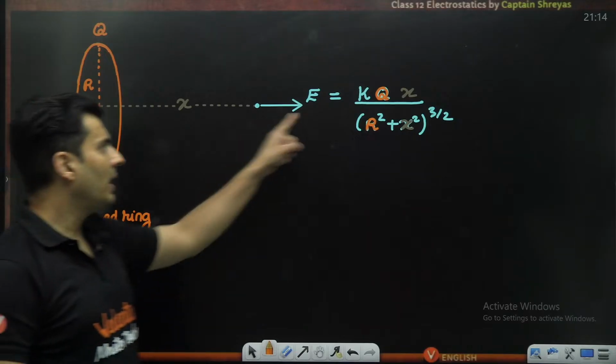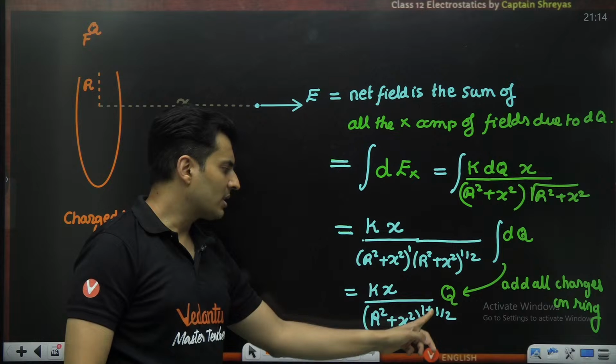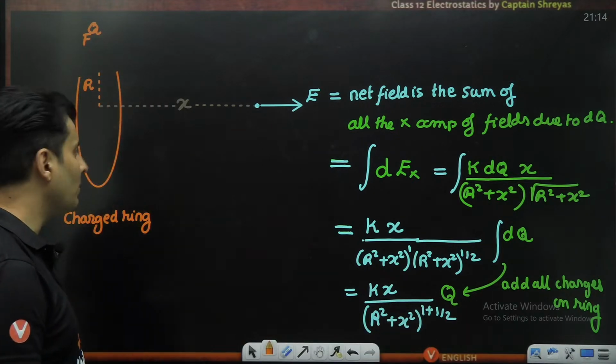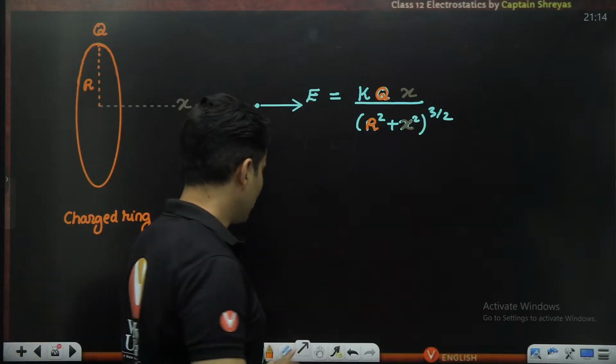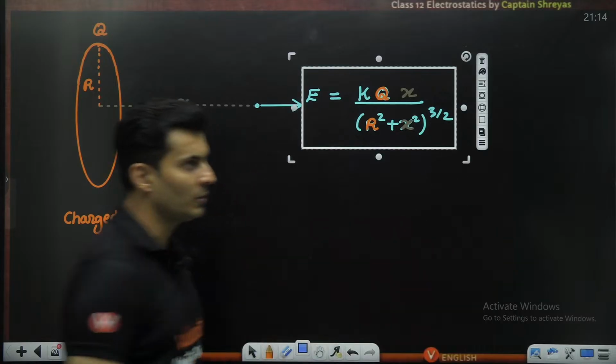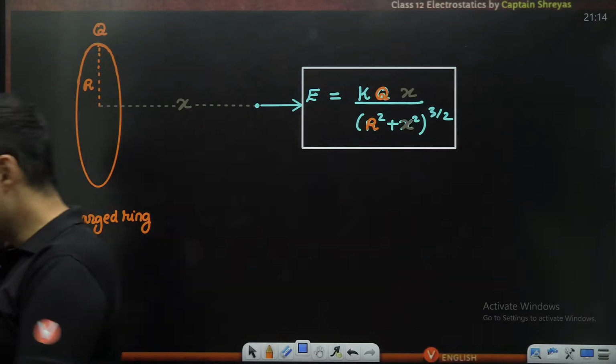Okay. So kqx divided by r square plus x square raised to 3 by 2. R square plus x square raised to 3 by 2 has come because of this: 1 plus half is 3 by 2. Okay. So this is very, very important. Keep this in mind. I'm blocking this for you. Cool. Everyone? Awesome.